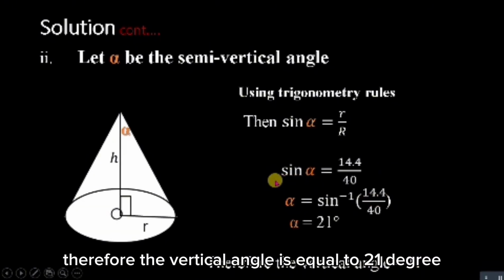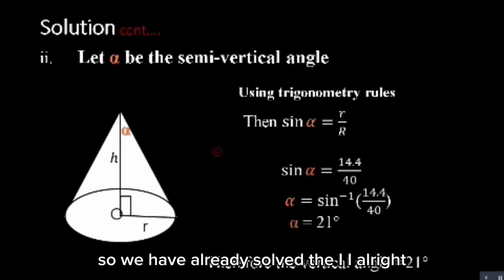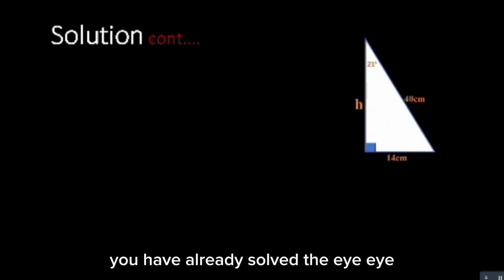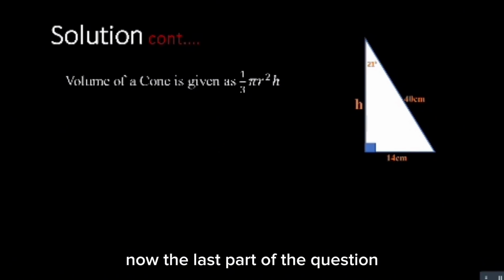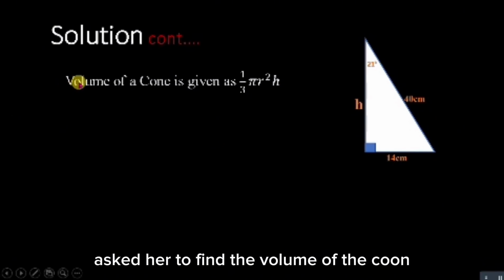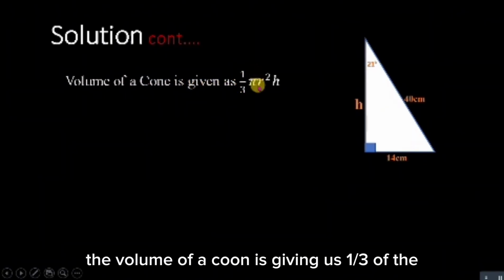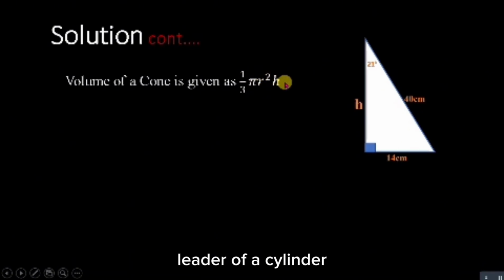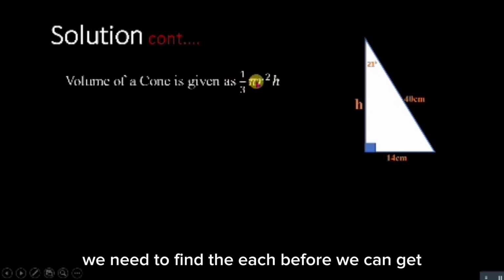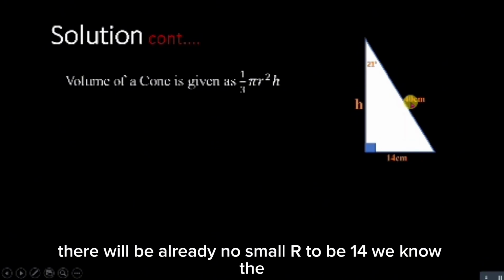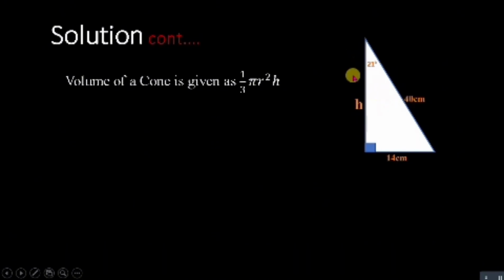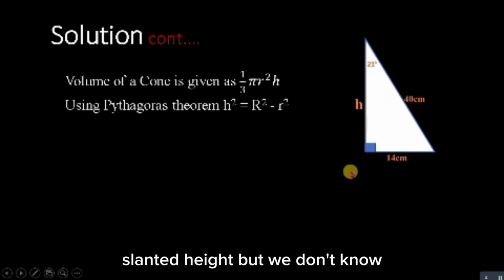Now, the last part of the question asks us to find the volume of the cone. And we remember the volume of a cone is given as 1/3 of the volume of a cylinder, which is 1/3 pi r squared h. We need to find the h before we can get the volume, because we already know small r to be 14. We know the slanted height, but we don't know the main height that we are going to use. So from the Pythagorean theorem, we can find the h here.